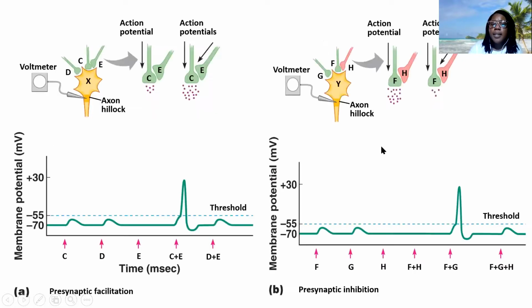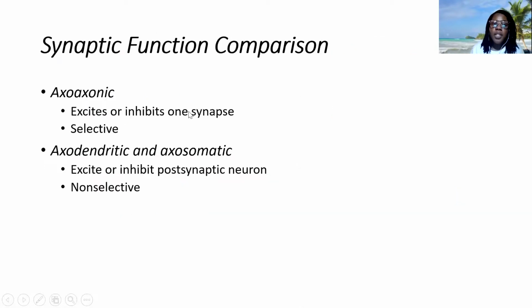We can see, if we go back to this slide, that the modulating neuron here can choose which synapse it's going to synapse on or which synapse it's going to modulate. And we don't see that with the other types of synapses, the axodendritic and axosomatic.